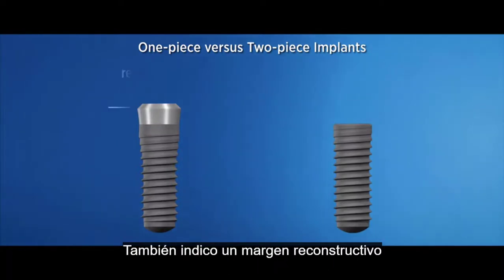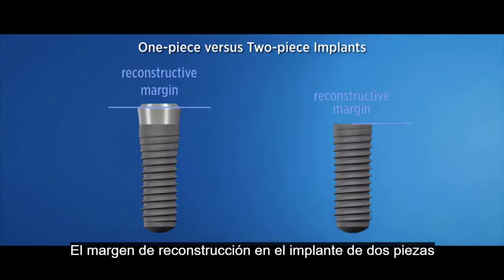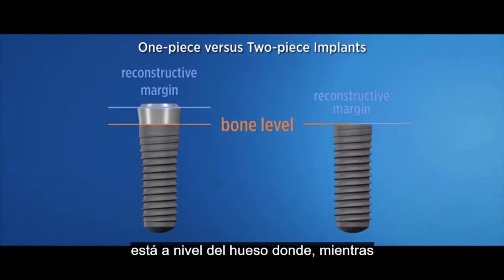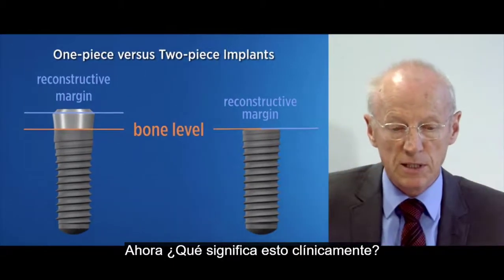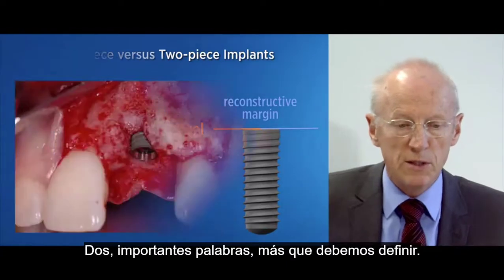I also indicate the reconstructive margin with these blue lines. The reconstructive margin at the two-piece implant is at the level of the bone, whereas at the one-piece implant, it's 1, 2, or 3 millimeters distant from the bone. What does this now mean for clinical use? Two more important words we need to define.